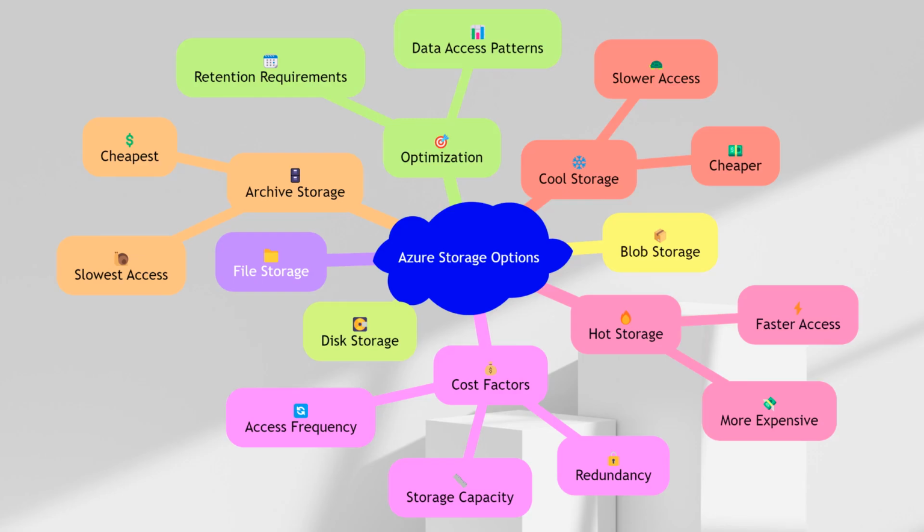Azure offers various storage options, each with its own cost structure. Options include blob storage, disk storage, and file storage, among others. Costs can vary based on factors like storage capacity, access frequency, and redundancy. For example, hot storage is more expensive but provides faster access, while cool or archive storage is cheaper but with slower access times. Choosing the right storage option based on your data access patterns and retention requirements can optimize storage costs.